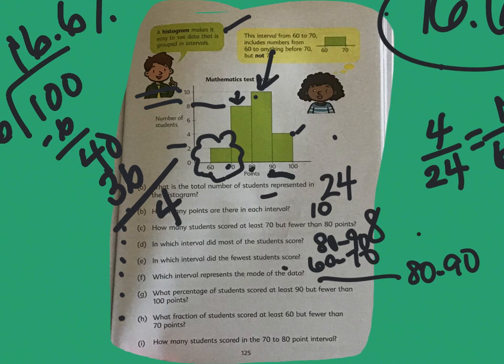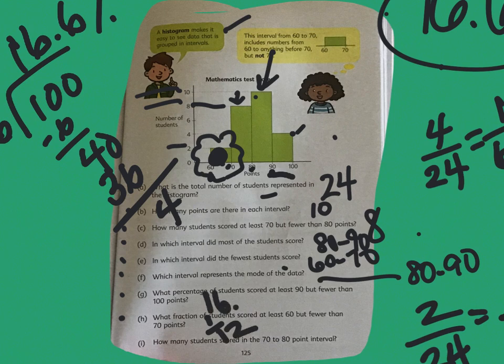Let's go on to H. What fraction of students scored at least 60 but fewer than 70? So that's going to be 2. So 2 of 24. And if I reduce that down, it's going to be 1/12. So 1/12. And this one is going to be 16.6 or 17. You could round it to 70%.